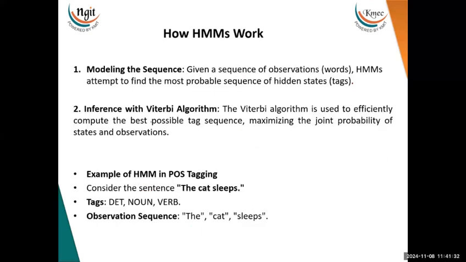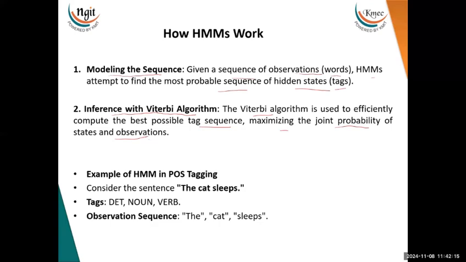So how does the hidden Markov model work? First, it models the sequence. Second is inference with the Viterbi algorithm. What is modeling the sequence? Given a sequence of observations, observations meaning some sequence of words, the hidden Markov model attempts to find the most probable sequence of hidden states, that are tags. Inference with the Viterbi algorithm: the Viterbi algorithm is used to efficiently compute the best possible tag sequence, maximizing the joint probability of states and observations. So basically, what is this Viterbi algorithm?